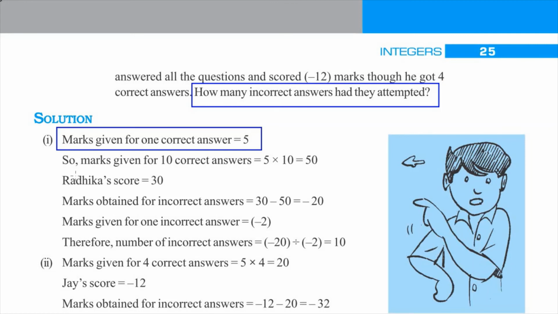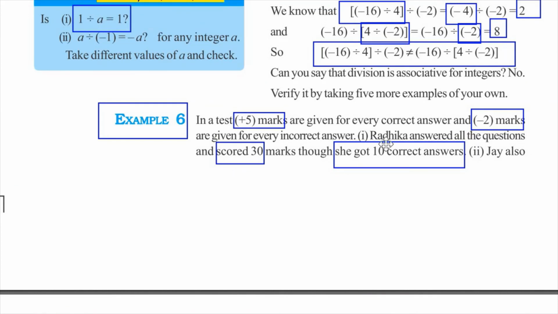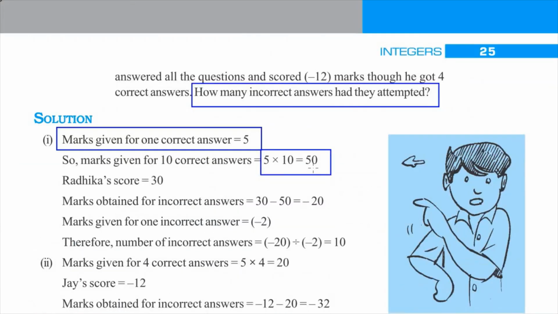Okay. So marks given for 10 correct answers is equal to 50. How do we know that there were 10 correct answers? It has been given in the question. So Radhika got 10 answers correct. So the marks is 50. However, she has scored only 30. What is the difference? The marks that has been obtained for the incorrect answer is the difference. And that is equal to minus 20.